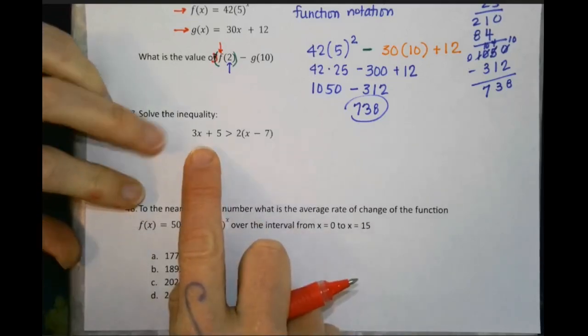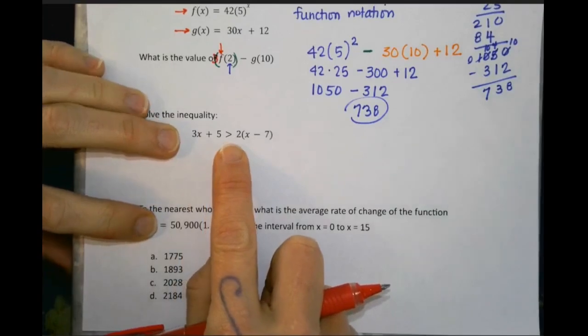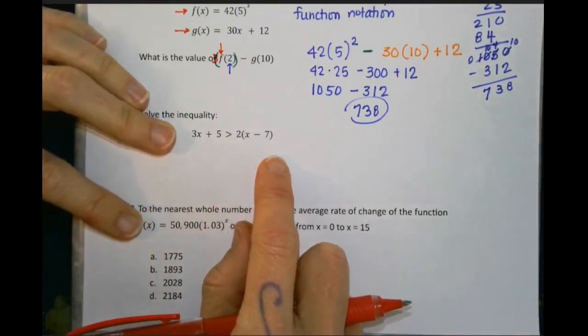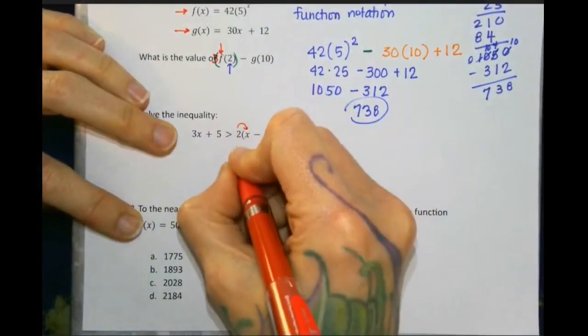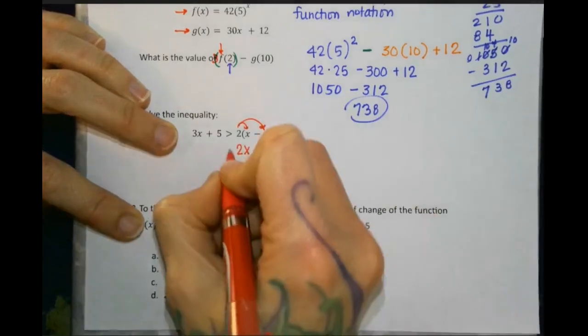We're going to solve the inequality 3x plus 5 is greater than 2 times x minus 7. Please, if you did not already, pause the video right now and go try this and see where your mistakes are. So 2 times x is 2x, minus 14. 2 times the negative 7 is the negative 14.